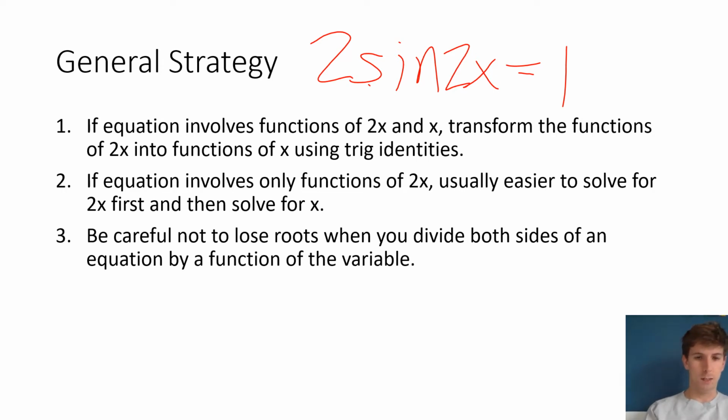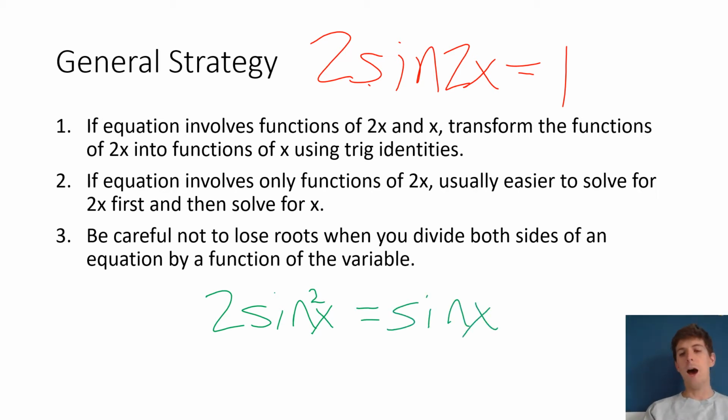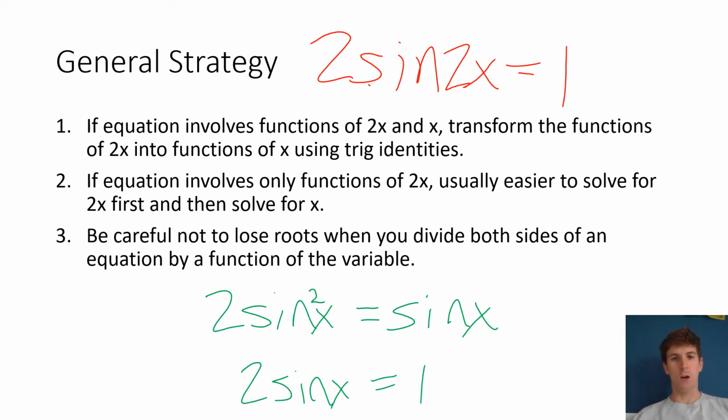So something like this, if you have 2 sine squared x equals sine x, you cannot just divide both sides by sine x and just have it be 2 sine x equals 1. Doing that will make you lose a root. That was the same caution from back in chapter 8. That still applies here as well.